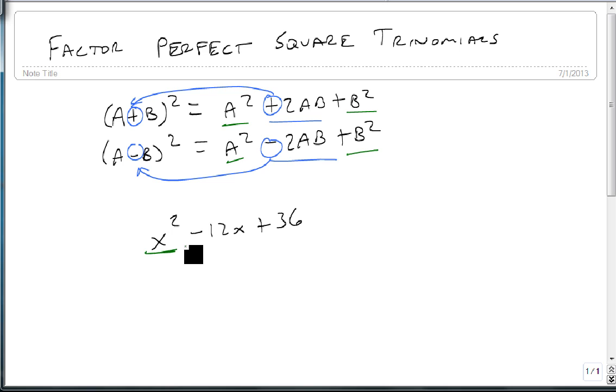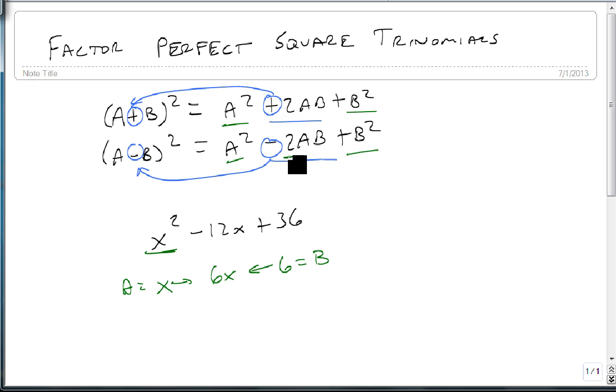So we start with x squared, and we say, well, x squared is the perfect square of x. So a is x. 36 is the perfect square of 6, so 6 is b, or b is 6. And I wrote it on the outside specifically because I then want to multiply these together. x times 6 becomes 6x.